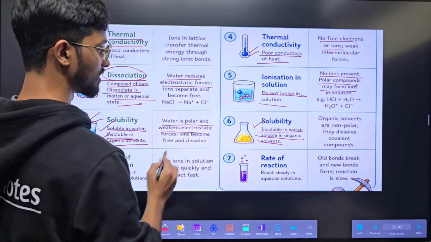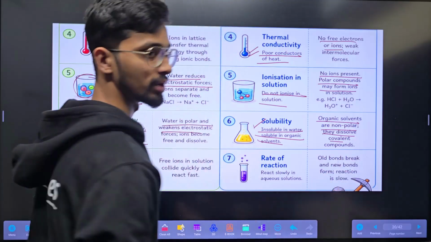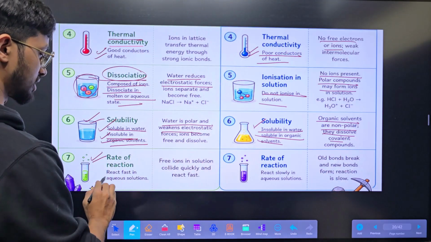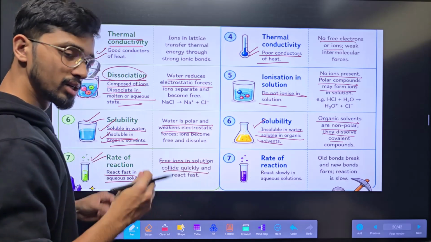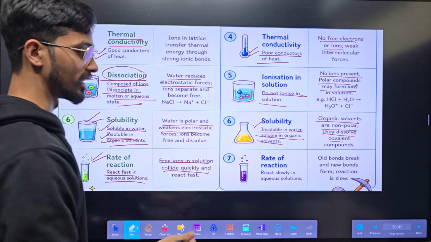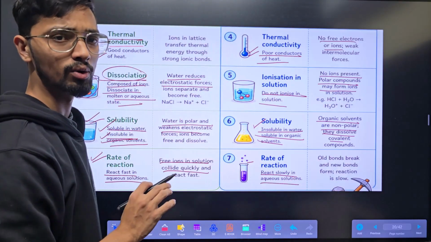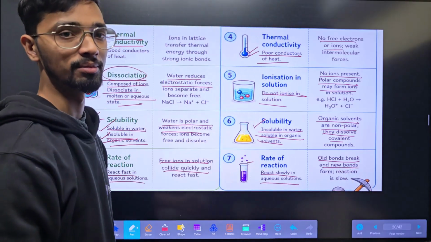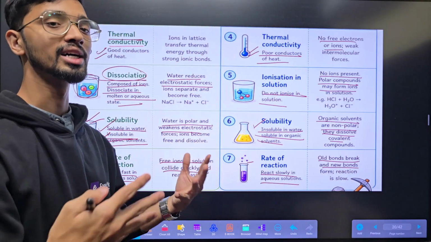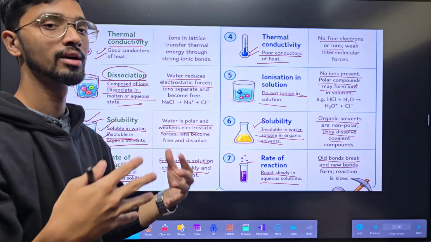Water is polar and we can see electrostatic force. Here organic solvents are non-polar, they dissolve the covalent compounds. Rate of reaction is faster in aqueous solution. Why? Because ions in the solution collide quickly and react fast. Here rate of reaction is slow. Why? Because old bonds break and new bonds are formed. That's why the reaction is very slow, right?